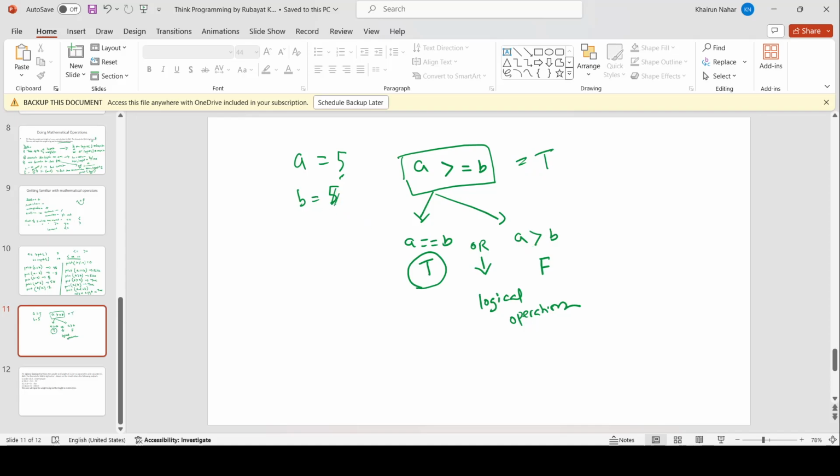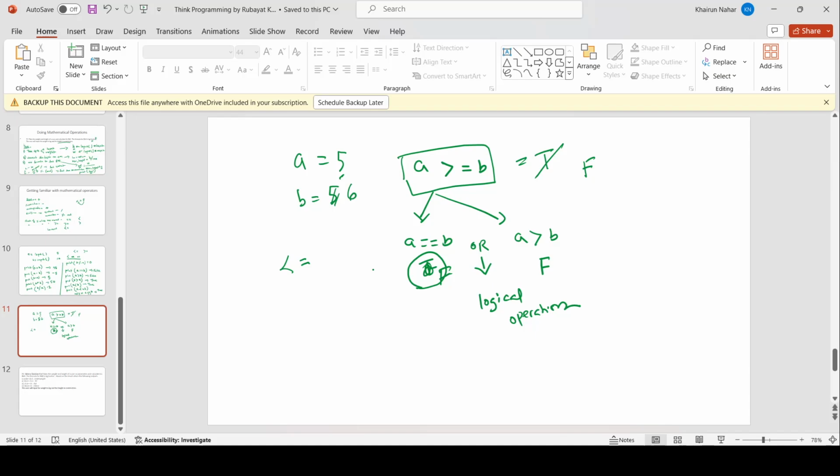Let's say b is 6, not 5. In this case, a double equals b will be false. a greater than b will also be false. In this case, a greater equal b will be false. Same for less equal.